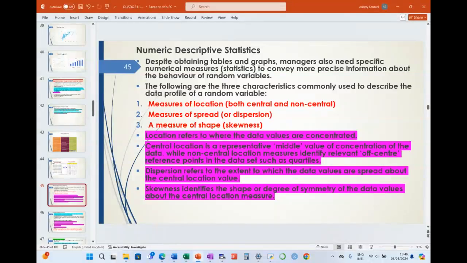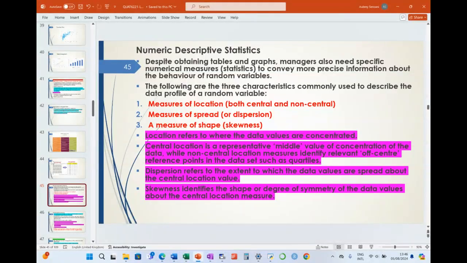Now, when it comes to location, we are just referring to data values that are centered. Where are they primarily located? This is where you find the average and the median. With the average, we're asking what is the average value that we get out of this data. You can see most of the values are located around that average. Does that make sense? And same thing with the median.